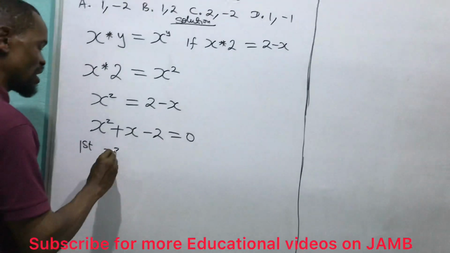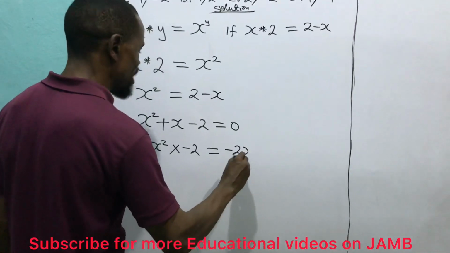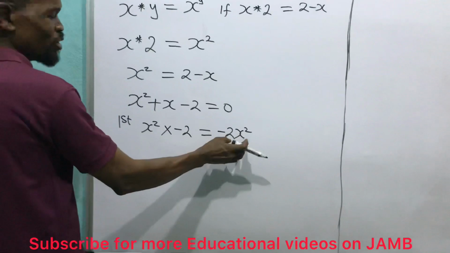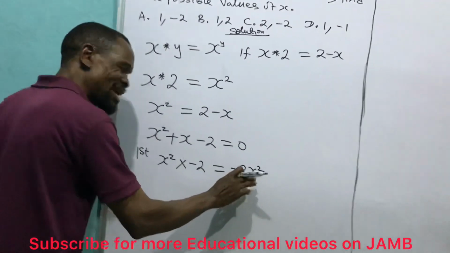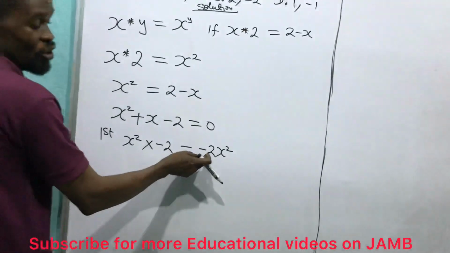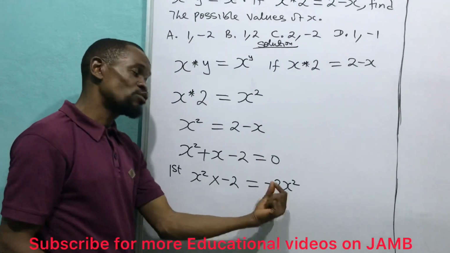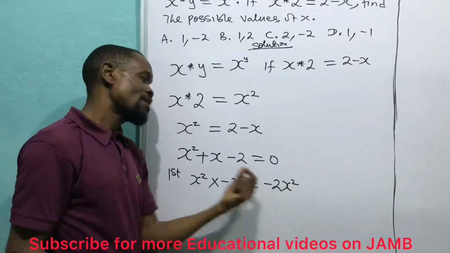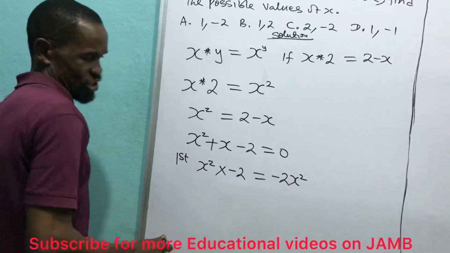I'll say x squared times minus 2, and that gives me minus 2x squared. I will now ask myself, what two values will I multiply together that will give me minus 2x squared, and when I add the same two values together, it will give me x? What is it going to be?